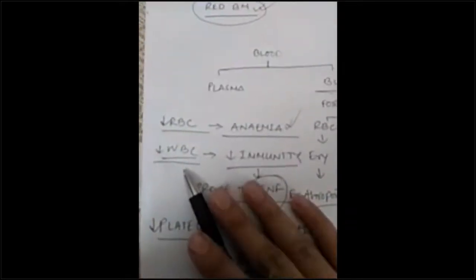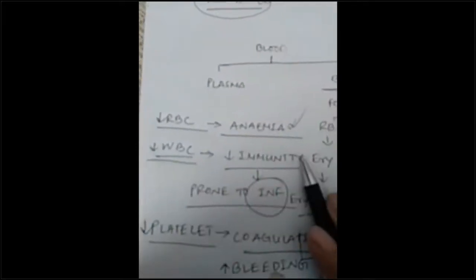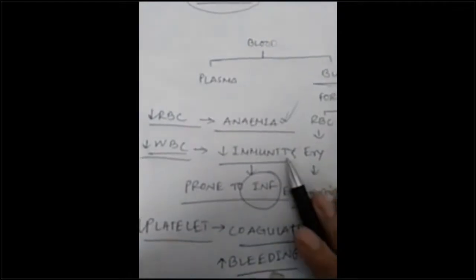The main function of WBC is to maintain our immunity. So if WBC is low, immunity is impaired and the person is prone to infection. The main function of platelets is coagulation of blood. If the platelet count decreases, it increases the bleeding tendency. That is all about aplastic anemia.